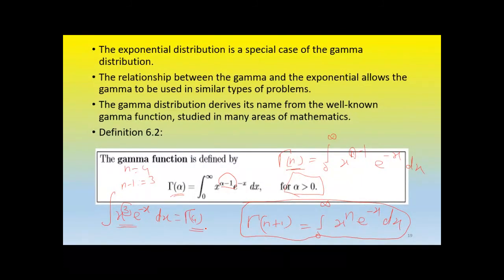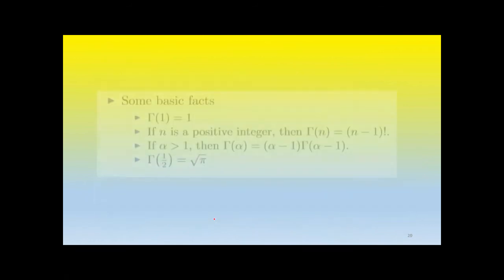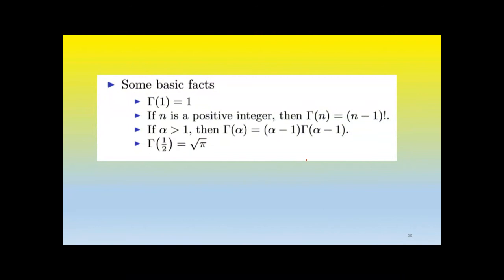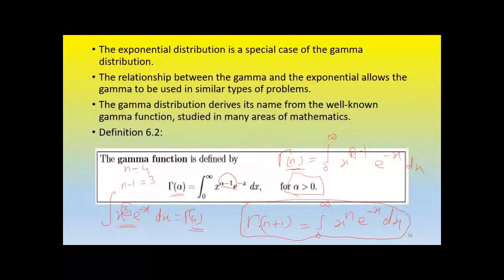How to evaluate gamma of 4? The rule: gamma of n is n minus 1 factorial. So gamma 4 in the previous integration is just 3 factorial, 4 minus 1 is 3. 3 factorial is 1 into 2 into 3. The answer is 6 for this integration.